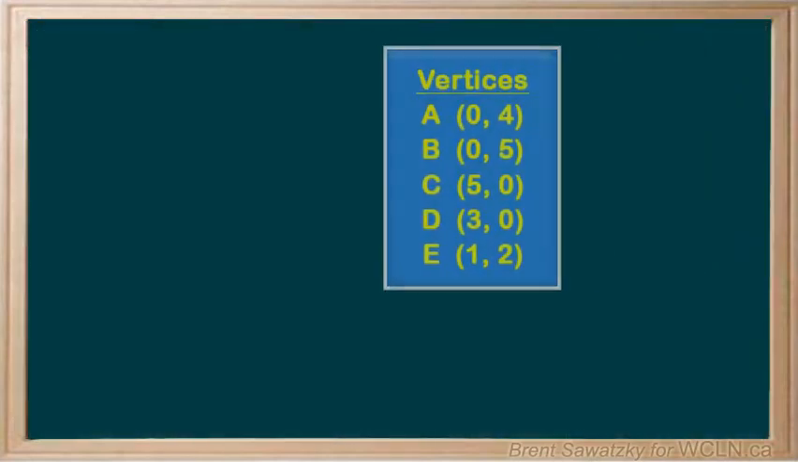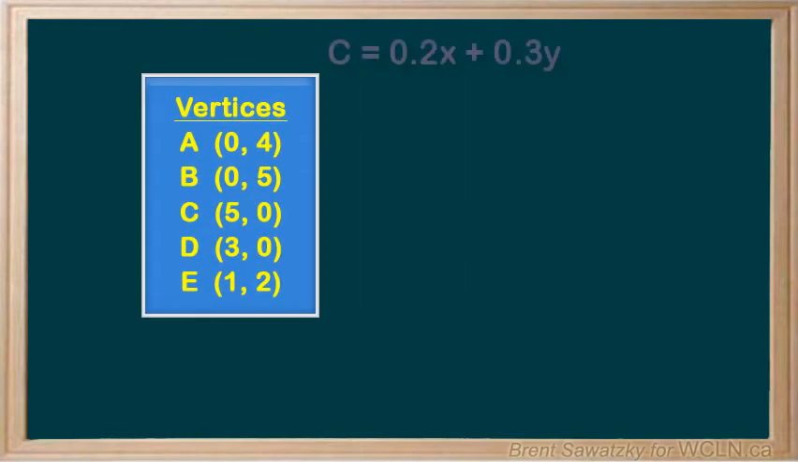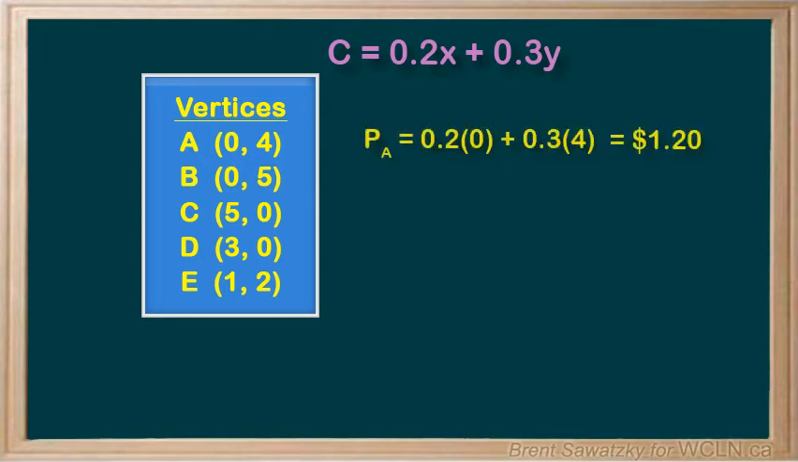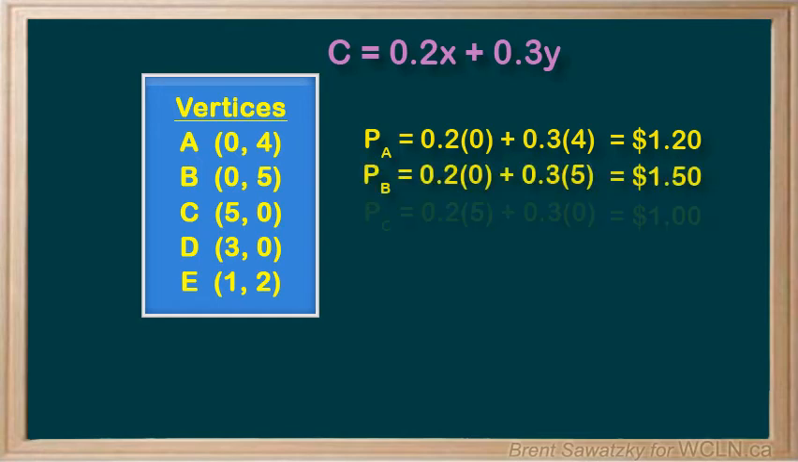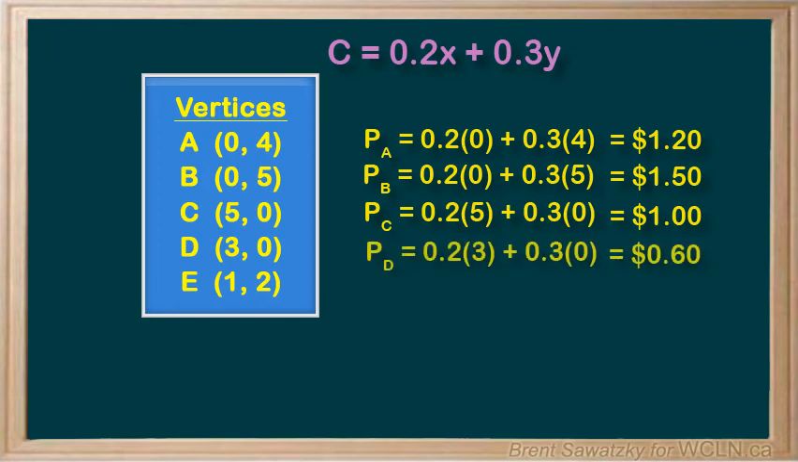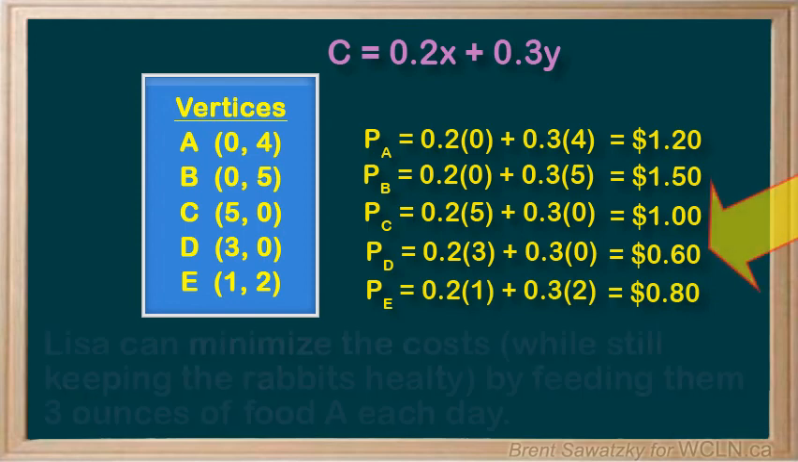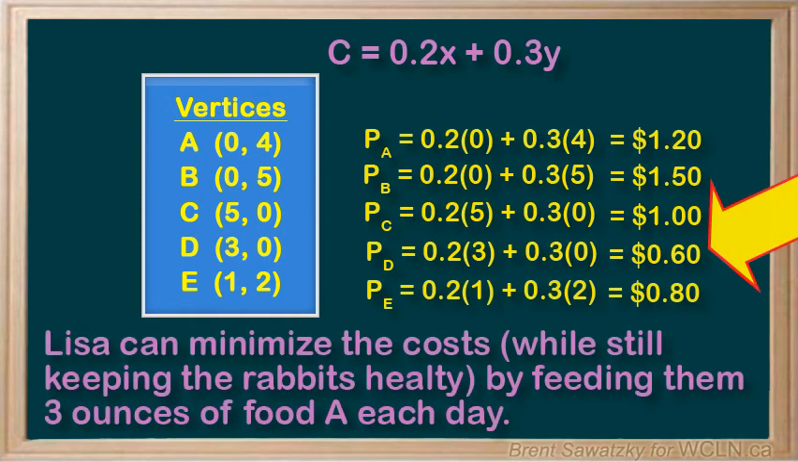Taking our vertices and using our cost equation from before, let's determine the cost at each one of these points. Plugging in the numbers, we get $1.20 at point A, $1.50 at point B, $1 at point C, 60 cents at point D, and 80 cents at point E. So, we can state that Lisa can minimize the costs while still keeping the rabbits healthy by feeding them 3 ounces of food A each day.